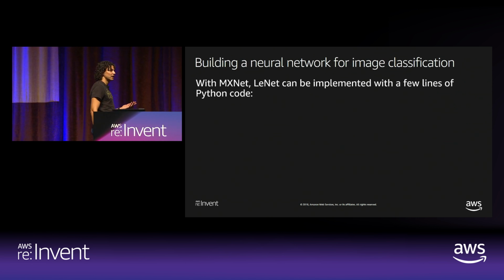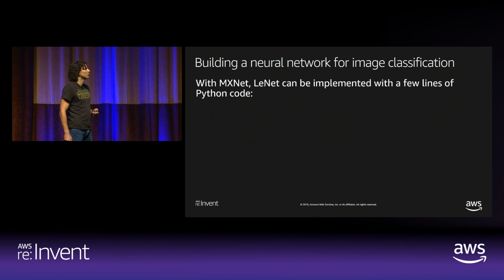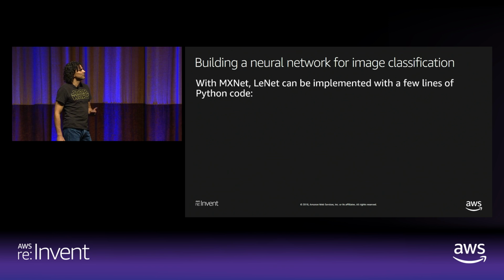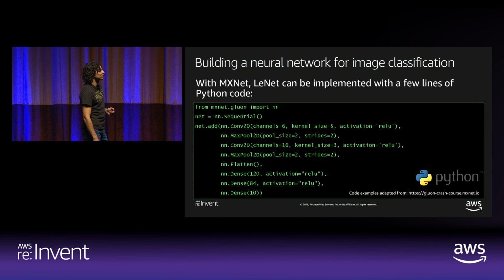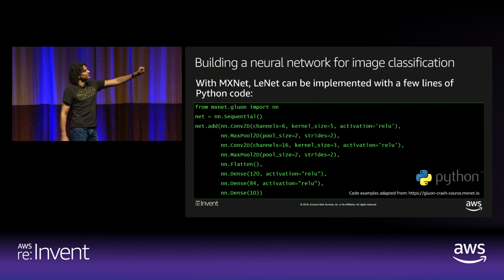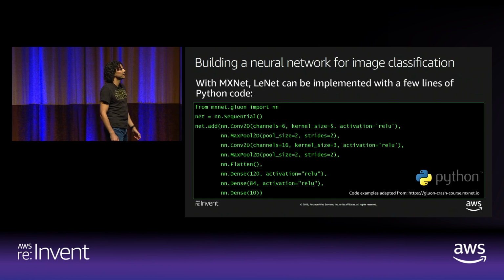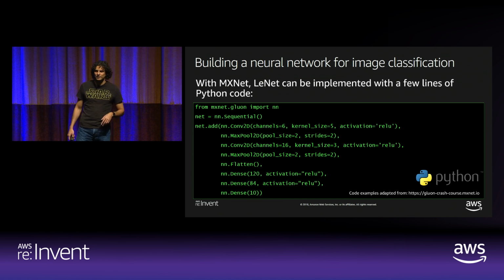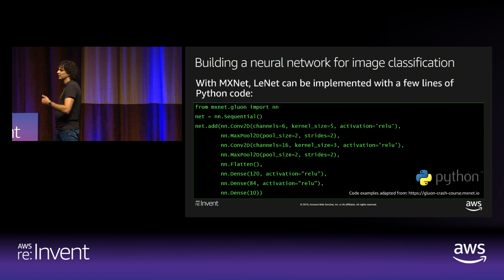OK, so code. All of the code examples will be using MXNet, because that's what I know best, and that's what my team works on. But you can find similar examples for other frameworks. So with MXNet, you can implement LeNet with just a few lines of code. Let's briefly go through what we have here. So first of all, we import the Gluon NN API. Gluon is the name of MXNet's Python API. We move on to initialize a sequential network. And this is sequential because we just stack the layers one after the other.